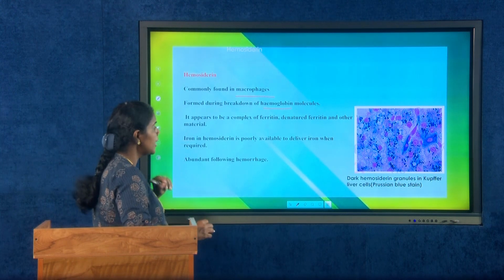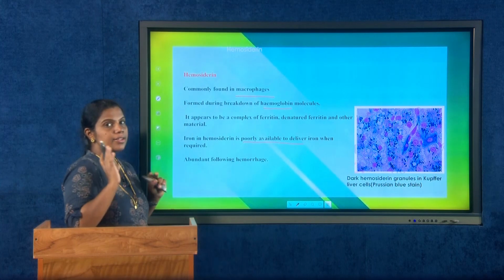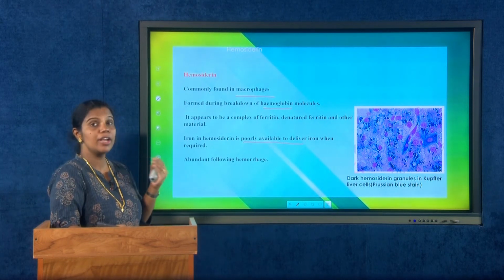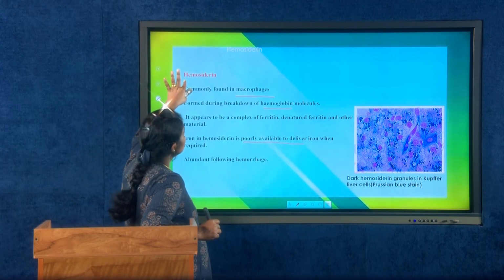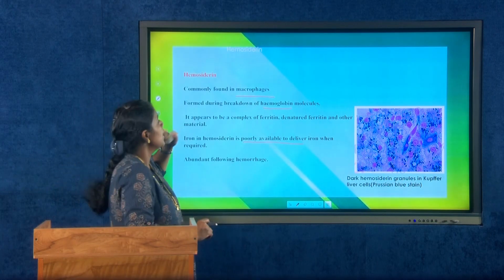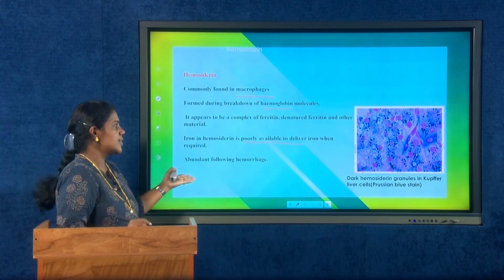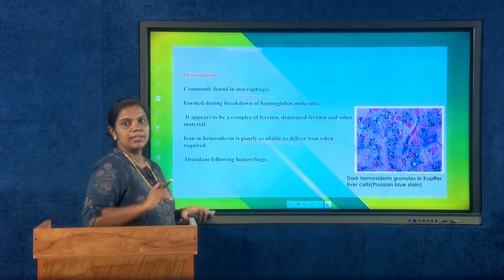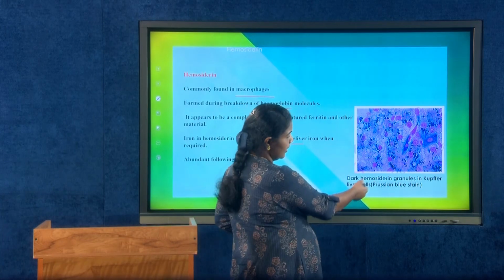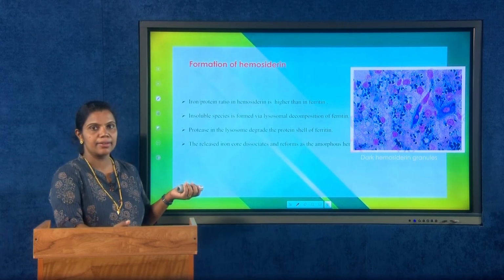Iron in hemosiderin is actually poorly available to deliver iron when required. Iron in ferritin is good for release when required, but hemosiderin is also a storage of iron, and it is formed mainly during the breakdown of hemoglobin molecules. It is abundant following hemorrhage. You can see the dark hemosiderin granules in the liver cells. The Prussian blue stain corresponds to the hemosiderin.